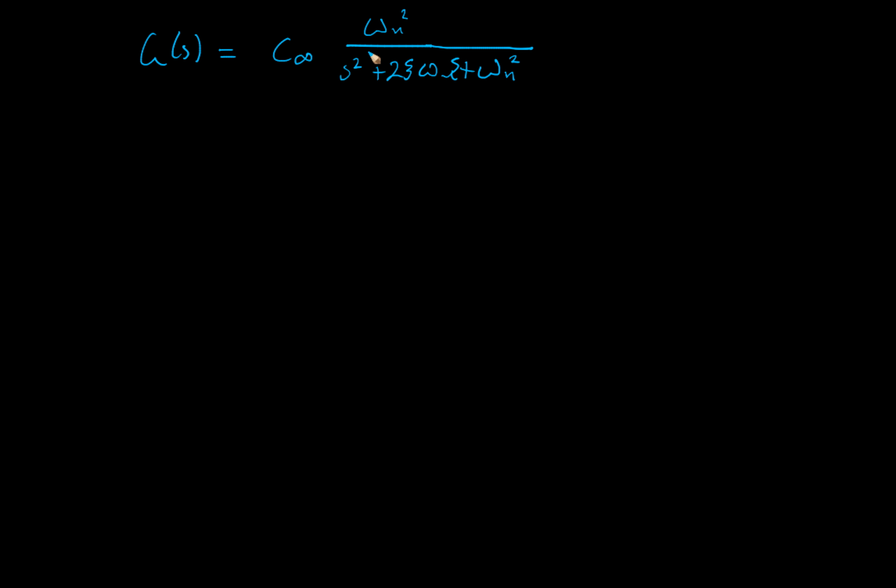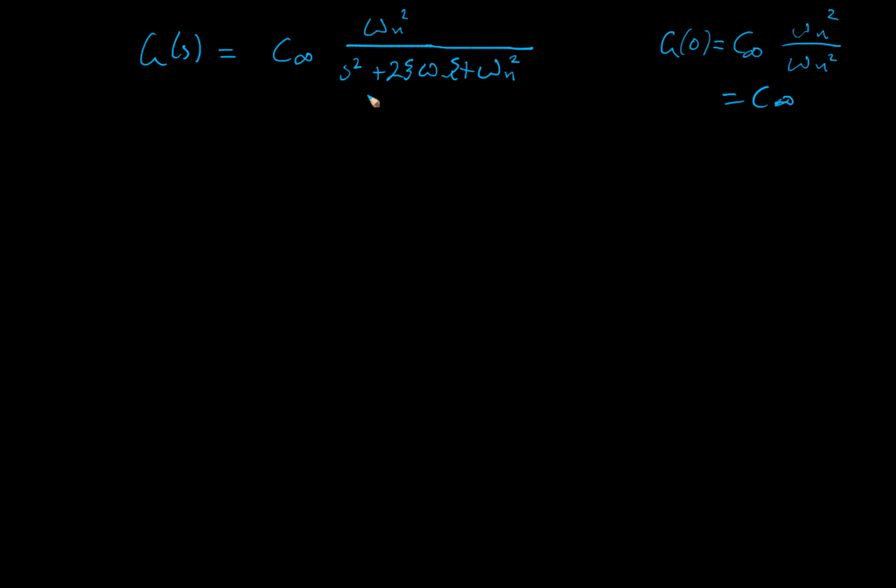So what did we say was the final value of a system with a step input? Remember, it was just g of 0, right? So in this case, we have g of 0 equals c infinity, and then substituting 0 for s here and s here, times omega n squared over omega n squared, which just equals c infinity. So that explains the term c infinity. That's the final value.